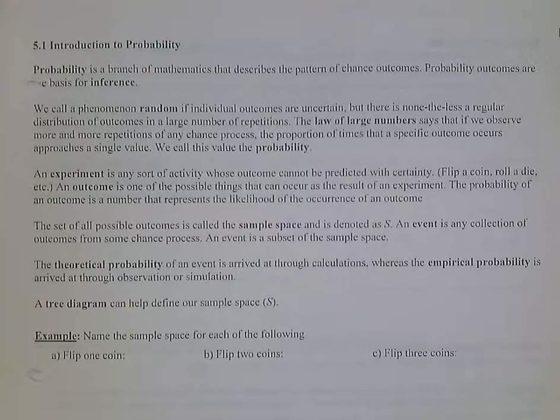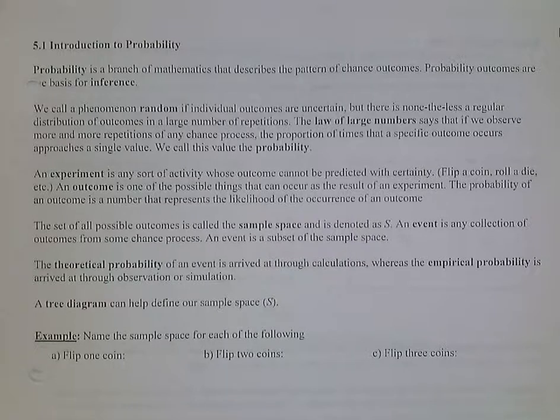So we talked about experiments in the last unit, and an experiment is any sort of activity whose outcome cannot be predicted with certainty. For example, flipping a coin, rolling a die, etc. An outcome is one of the possible things that can occur as the result of an experiment. The probability of an outcome is the number that represents the likelihood of that particular outcome occurring.